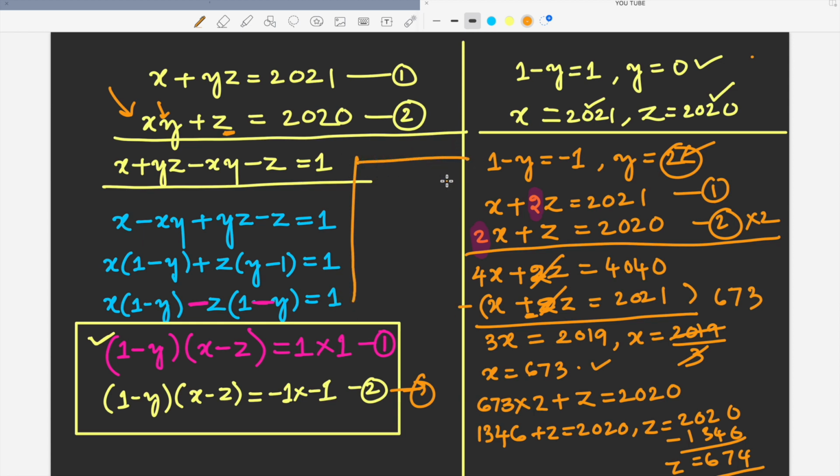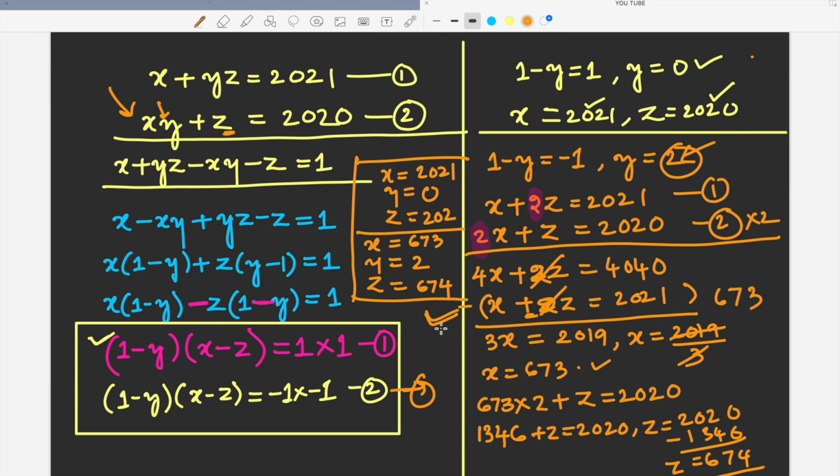I got two solutions. According to the first solution, x, y, z: here y is 0, x is 2021 and z is 2020. This is the first solution. Second solution, x, y, z: here y is 2 and x is 673 and z is 674.